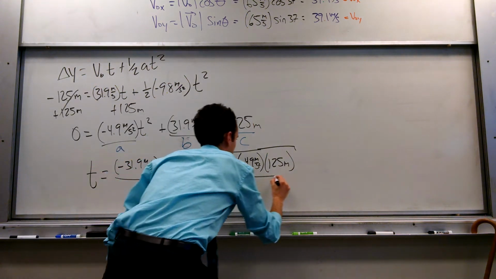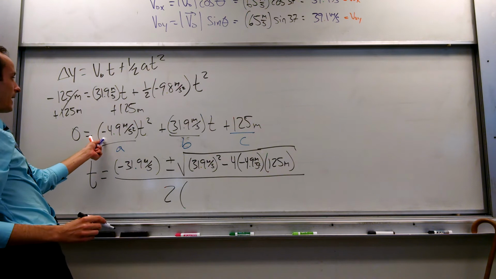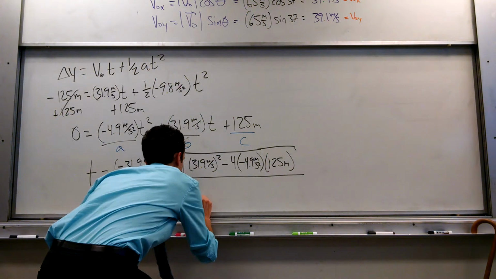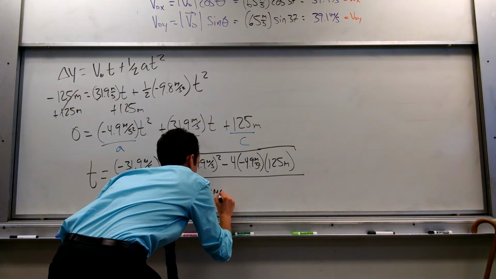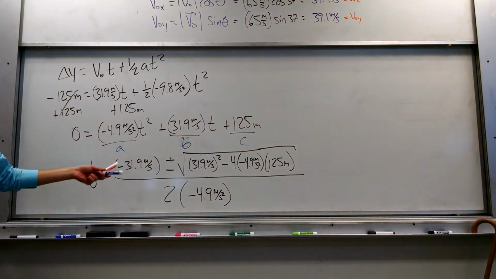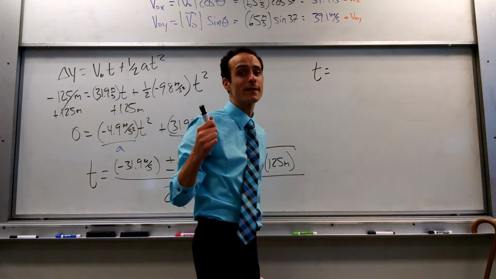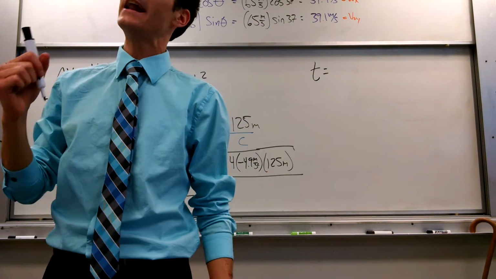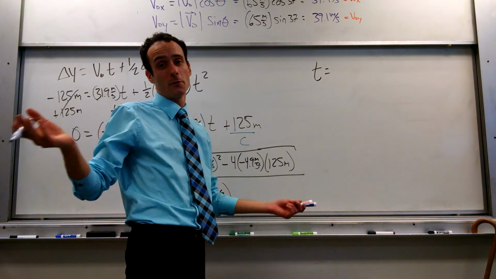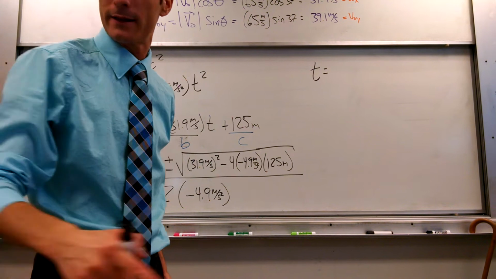All of this over 2 times a, which is negative 4.9 meters per second squared. You calculate this and you can find the time. You'll get 2 answers. One of them is going to be negative. And the negative one is the one you're not going to use. No negative time. So we are going to use the one that I get.